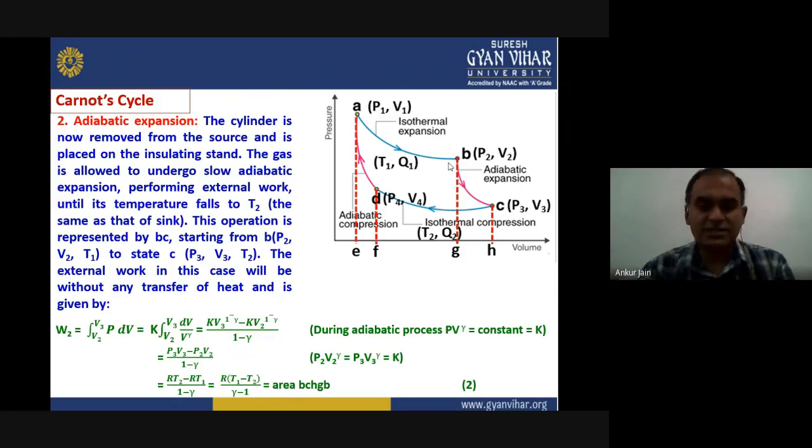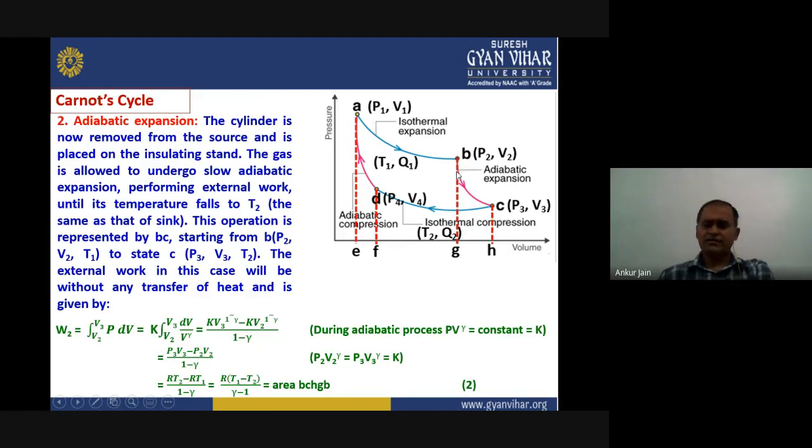This is adiabatic expansion. I was telling it wrong. Actually, the cylinder is removed from the source and placed on the insulating stand. And because this is expansion, we are allowing this cylinder to expand. So the piston is still going up, undergoing adiabatic expansion, because during this process there is no heat exchange. That means it will do external work until the temperature falls to T2. This process is adiabatic expansion, and this operation is represented in the cycle from B to C.